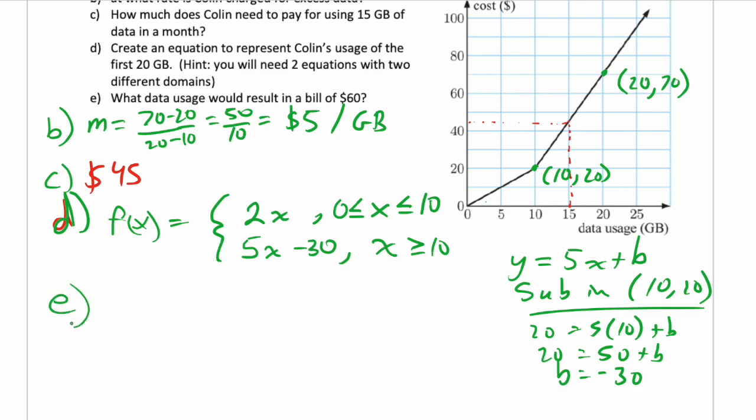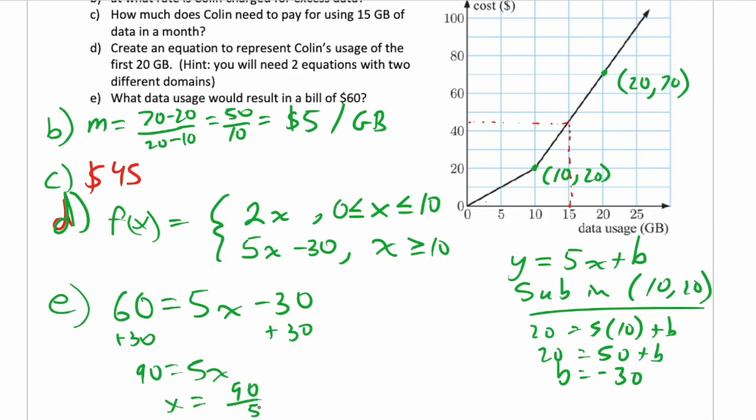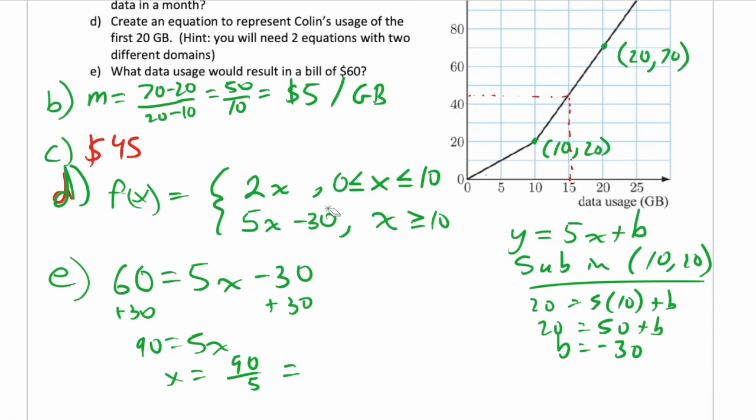Now let's look at part E. What data usage would result in a bill of $60? If your bill is $60, looks like from the graph you'd be over here somewhere, right? So we're going to use the second line, second equation, and solve that. 60 equals 5x minus 30. Let's add 30 to both sides. 90 equals 5x. x equals 90 over 5, which equals 18, not $18. That's 18 gigabytes.